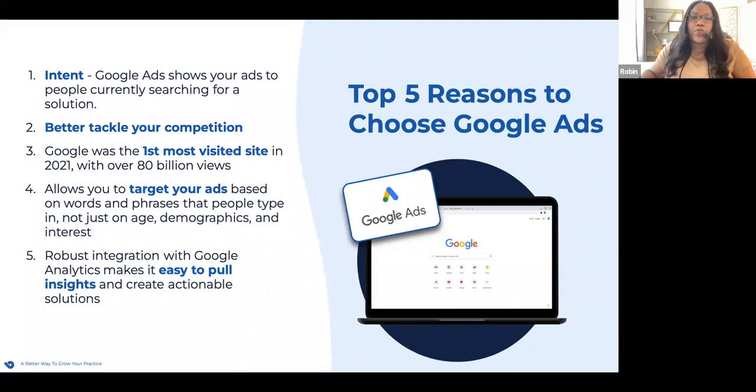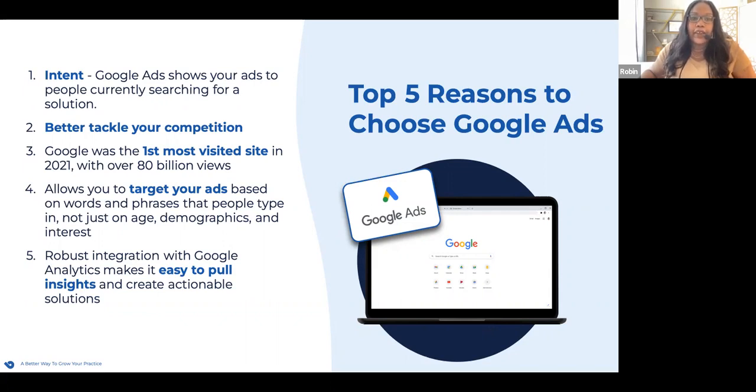For Google, one of my favorite reasons to advertise with Google Ads is the intent. These people are searching for you and they're hoping that you pop up. They're searching for their pain, things to help their pain. They're searching for a solution, searching for practices near them.